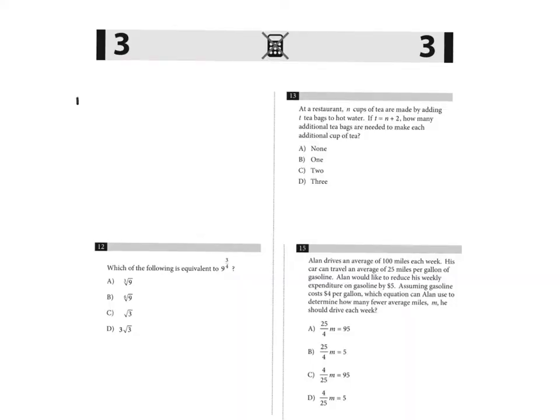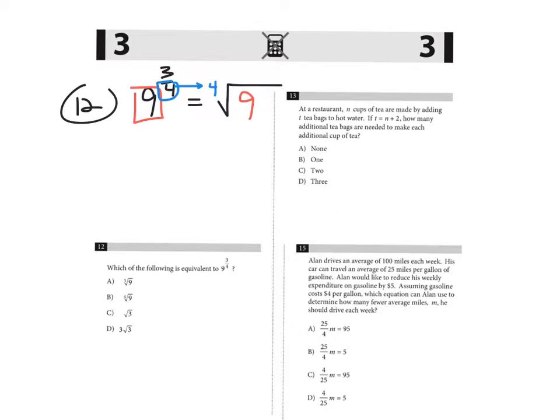Problem 12. They ask you 9 to the 3/4 power. And they give you 4 different options. Now, the rule for fractional exponents is it turns into a radical. The base is the radicand. So here we're going to have 9. The denominator is the index. So here we're going to have the 4th root of 9. And then the numerator is the exponent. So this is the fourth root of 9 to the third power, or that could be written as the fourth root of 9 to the third. Mathematically, they're equal to each other.